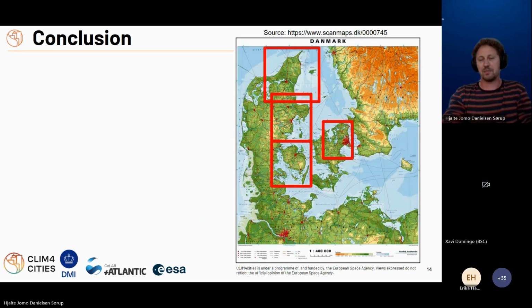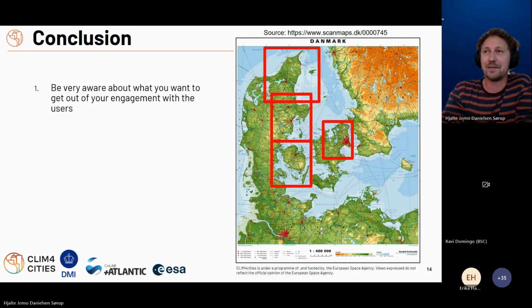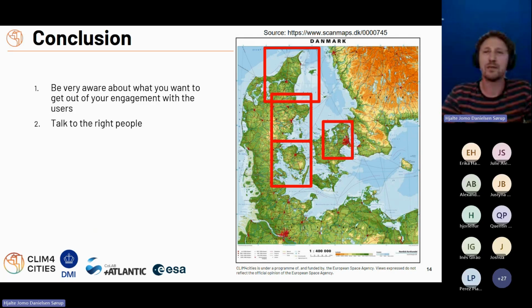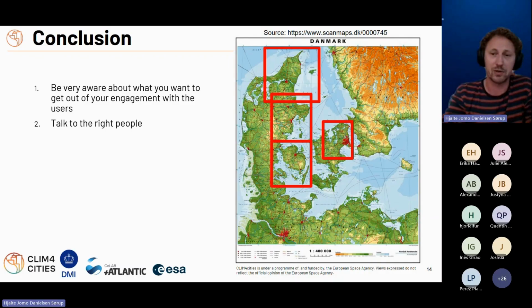So, in conclusion, if we talk about user engagement, be aware of why you're doing it, because that's always the first best step you can take. Then when you know what you want to get out of it and why you want to do it, make an effort to convince the right people to come to your workshop or whatever you design, because it will greatly enhance the engagement you actually have, because you can get the right answers for what you want to be wise about.